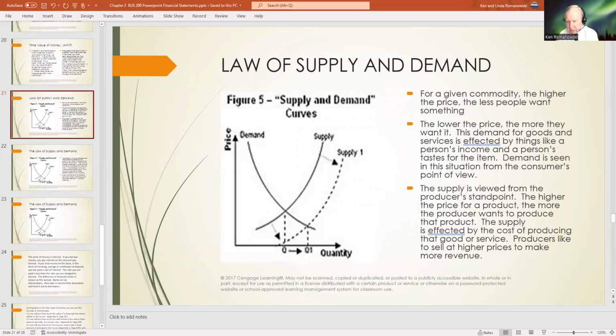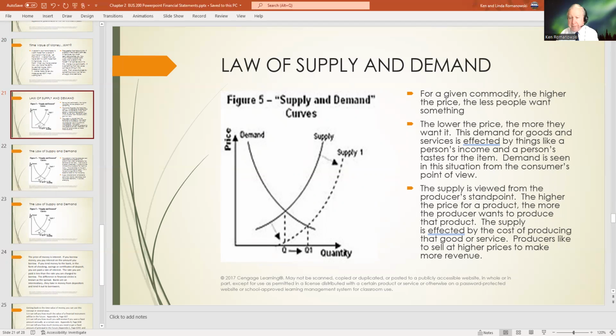So like it says here in the second bullet point, the lower the price, the more they want it. So this demand for goods and services is affected by things like a person's income and a person's tastes for the item. Demand is seen in the situation from the consumer's standpoint. Okay, so again, the demand, which is the desire to have something, is going to be greater if the price is lower. Demand goes down when prices go up. Okay, now that's the demand side of the law of supply and demand.